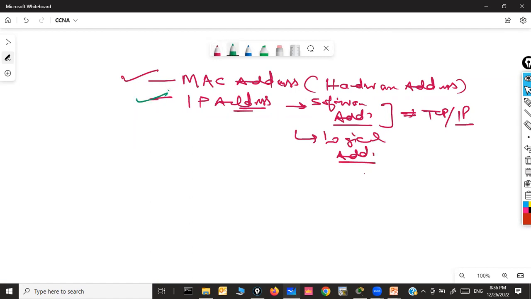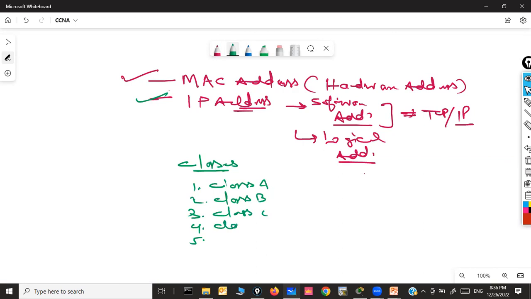Then in IP addressing, if you remember, we talked about different classes of IPs, and in total there are 5 classes: Class A, Class B, Class C, Class D, and Class E. In total there are 5 different classes, right? Class D and E are reserved for research purposes, so not for use.